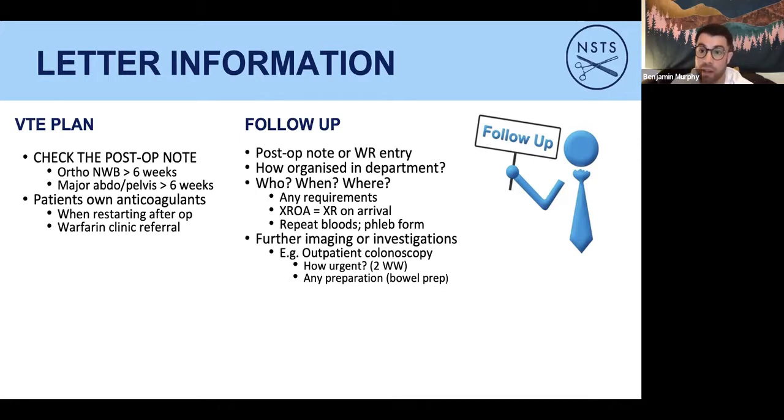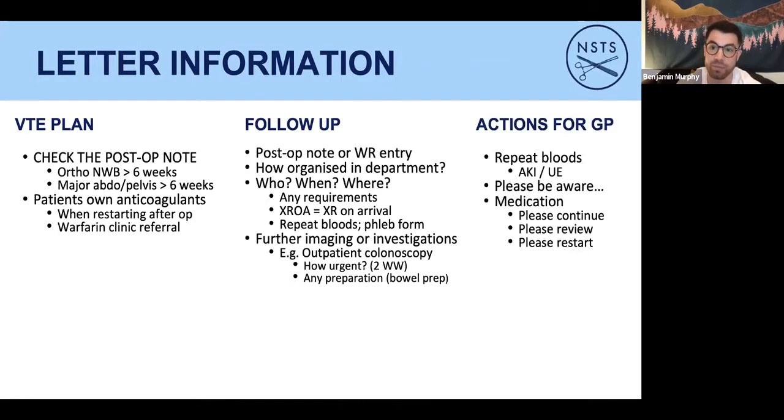If they need any repeat bloods, I've been caught out with this before, sometimes they need a phlebotomy form to take back to the hospital, so don't forget that. And similarly for further imaging, how urgent is it needed, and is there any preparation needed for it?